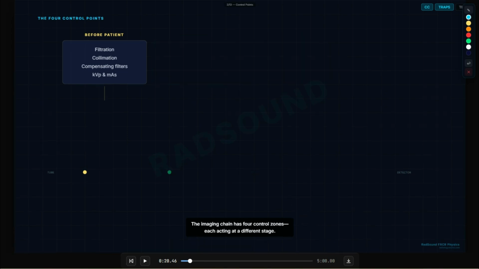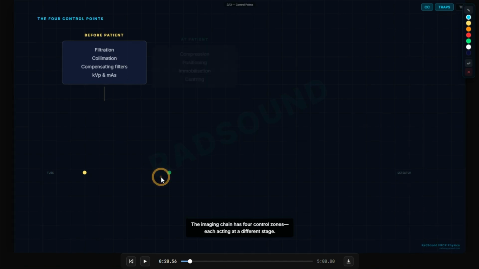The first control point is before the patient. We can add filtration to the beam coming toward the patient, removing the lower energies by absorbing them using certain materials, so that we have a better, high intensity beam reaching the patient. We can do collimation, collimating the area that is capturing the patient, and compensation filters such as the bow tie filter in CT, playing with the kVp and the mAs.